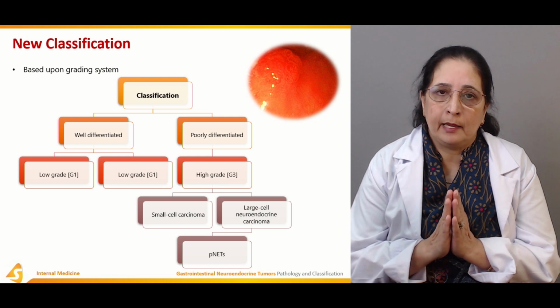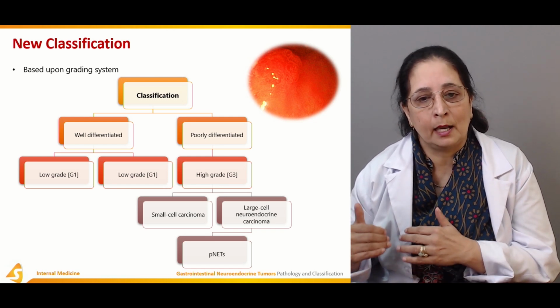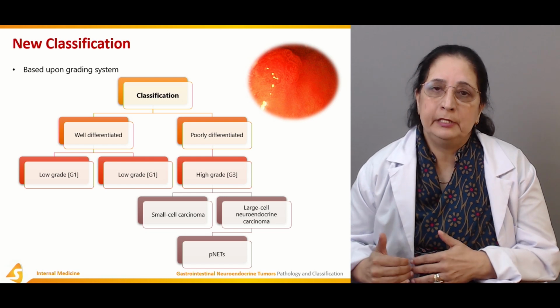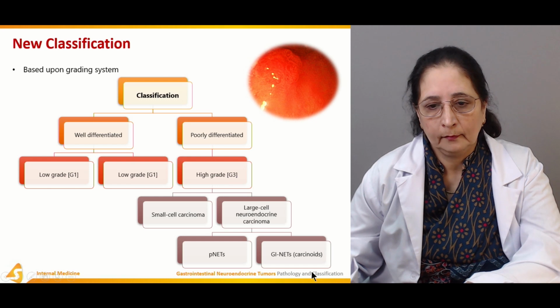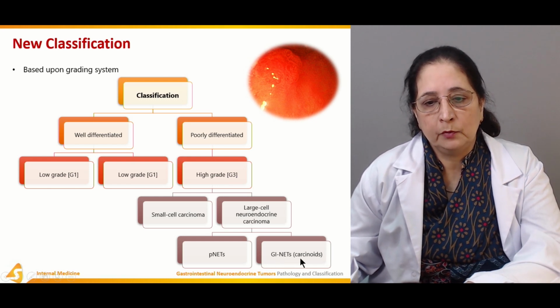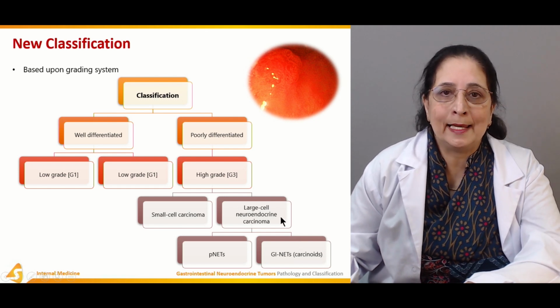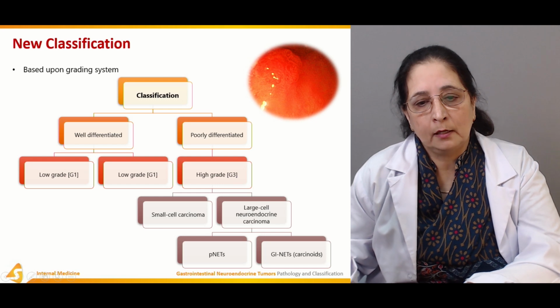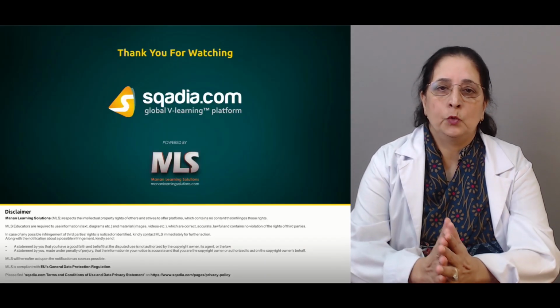Pancreatic tumors have poor prognosis, that's why they come under the high grade, poorly differentiated type of tumors. And also gastrointestinal neuroendocrine tumors, which lead to carcinoid syndrome, are large cell neuroendocrine carcinoma. So that was all about section 1.